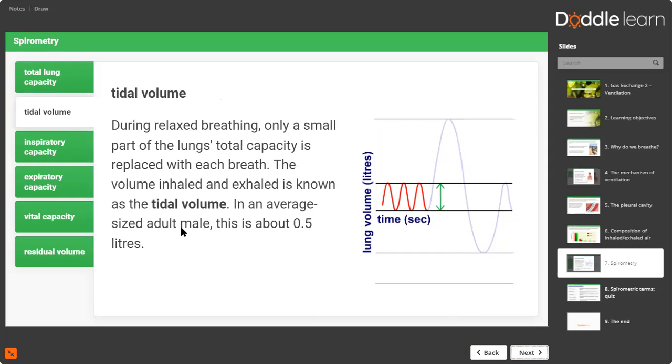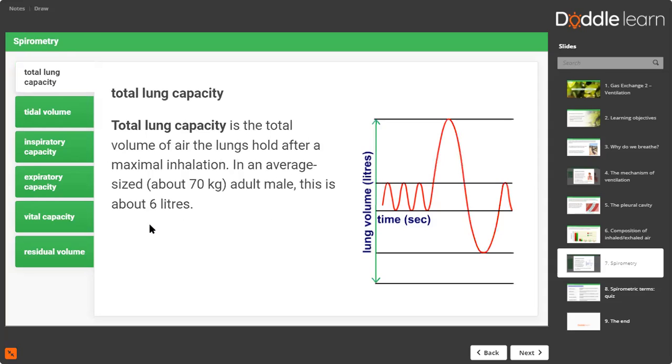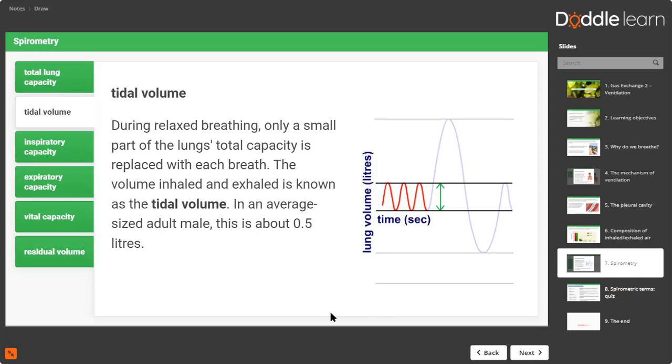During relaxed breathing, so that's generally your natural, non-forced inhalation and exhalation, only a small part of the lungs' total capacity is actually replaced with each breath. The volume inhaled and exhaled is known as the tidal volume. In an average sized adult male, this is about 0.5 litres. So if our total lung capacity in an average male would be 6 litres, our tidal volume is actually on average only about 0.5 litres.